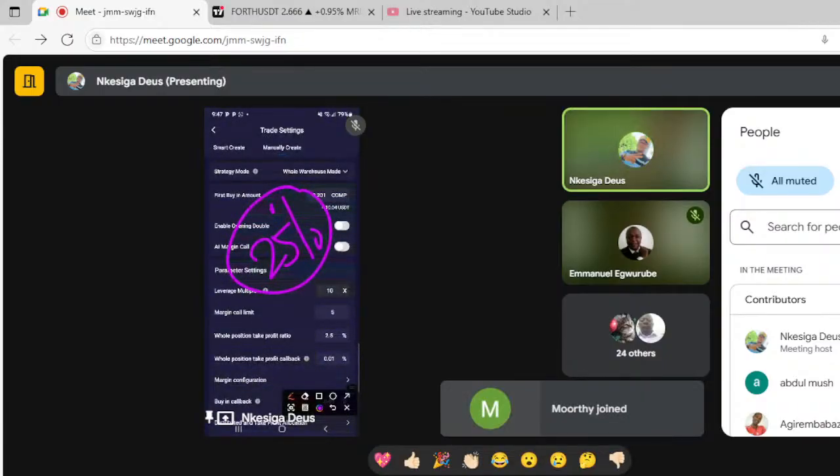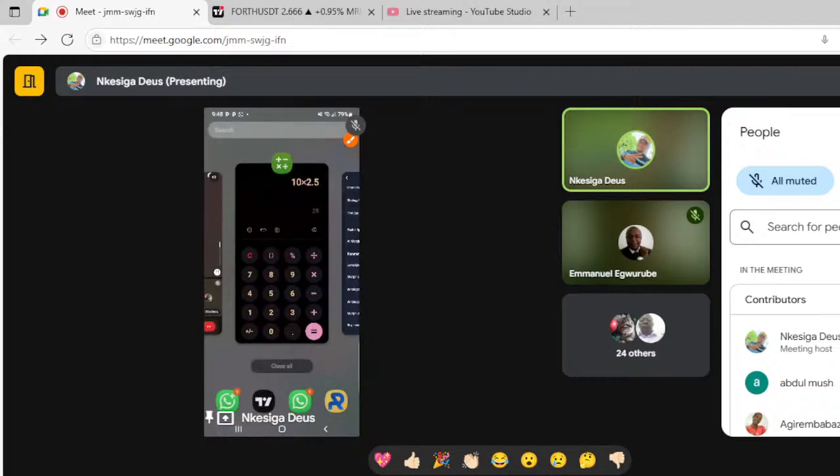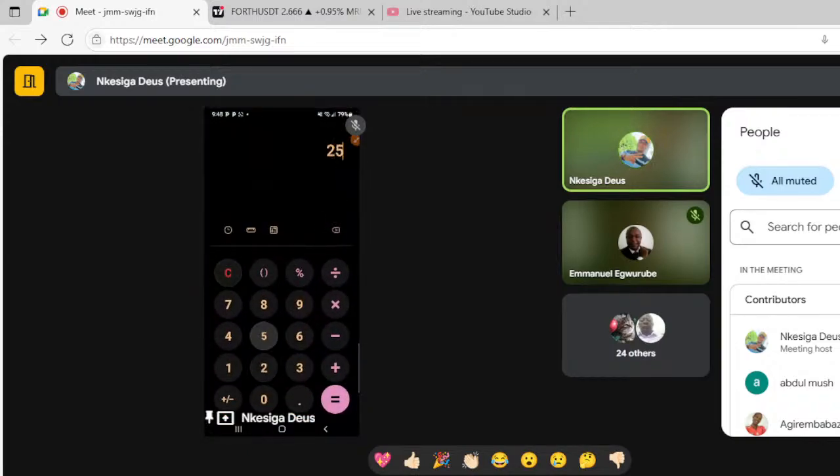Are we together? Meaning, here, if our first buy is $10.04, that means we have collected 25% of our $10.40. You are making $2.5, and it is coming from $10. Do you know, $10 making $2?